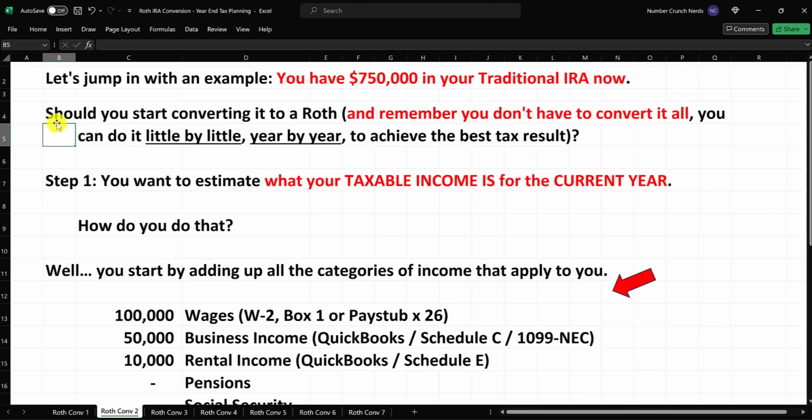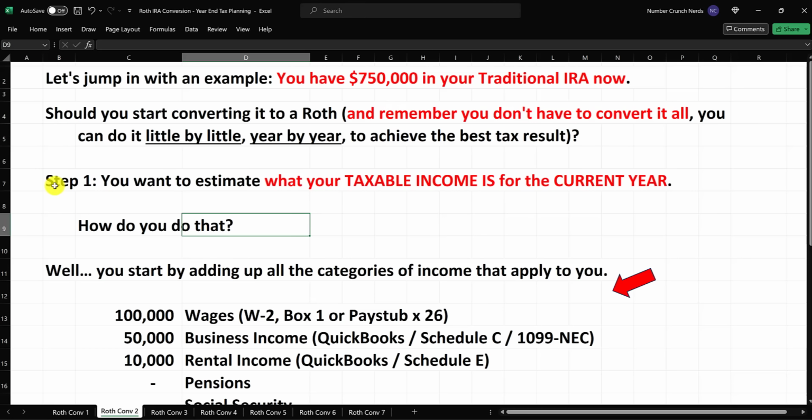All right? So, should you start converting this into a Roth, and remember that you don't have to convert it all, you can do it little by little, year by year, to achieve the best tax result. So should we start converting this? Let's jump into a calculation and see how we can figure this out.